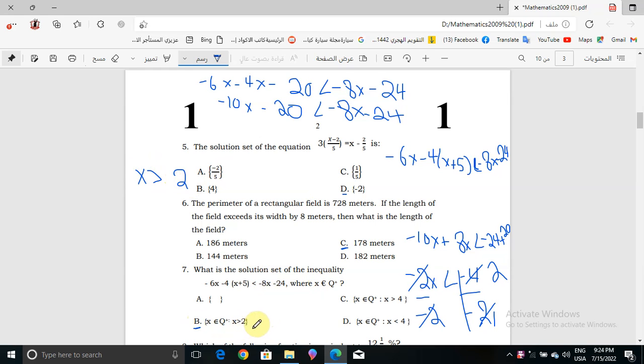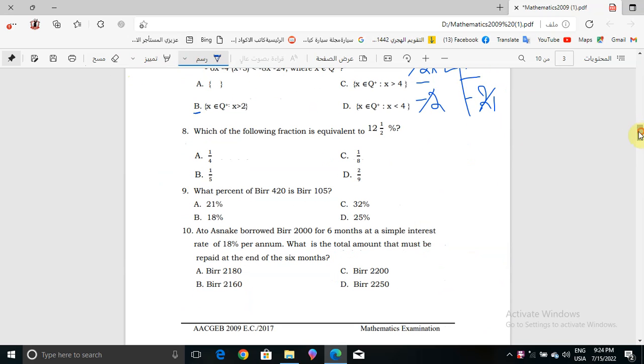Okay, now let's go for question number 8. It says, which of the following fractions is equivalent to 12 1/2%? That means 2 times 12 is 24, 24 plus 1 is equal to 25. That means 25 over 2 times 1 over 100, because it's a percent. Now we divide 25 and 100, here by 5 and here by 20, then by 5, 1, and 4, then it is equal to what?